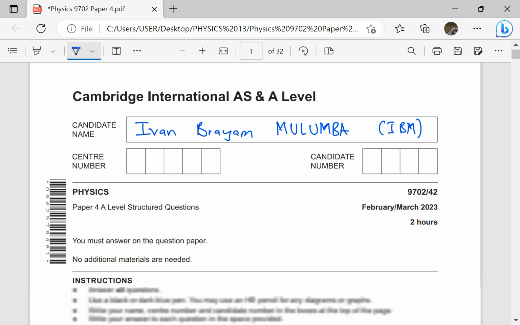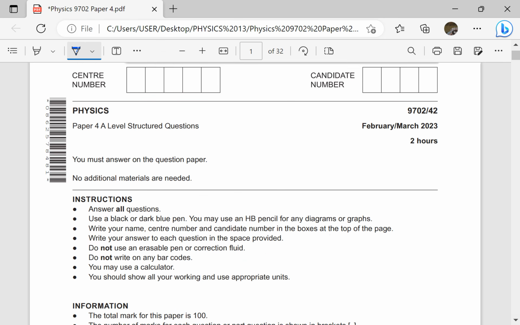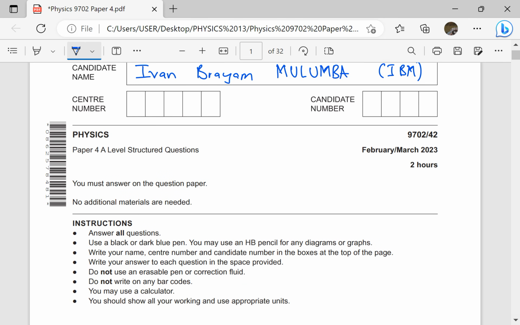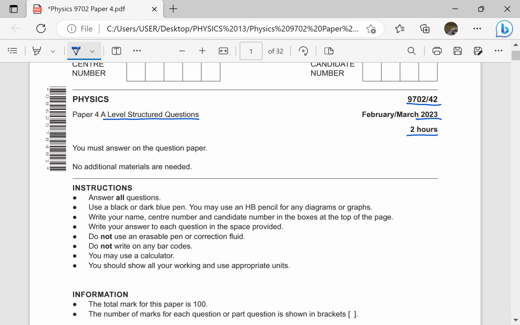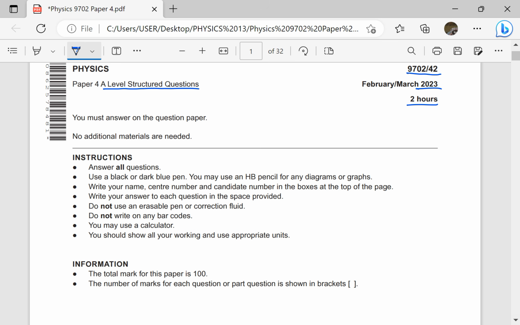Okay, so the instructions, I think we are used to the instructions. This is paper 4, A-level structured questions, 9702/42, February/March 2023. The paper is 2 hours. I don't know how long I will take to record this because I'll be explaining a lot of things. You must answer on the question paper. No additional materials are needed. Answer all questions. Use a black or dark blue pen.